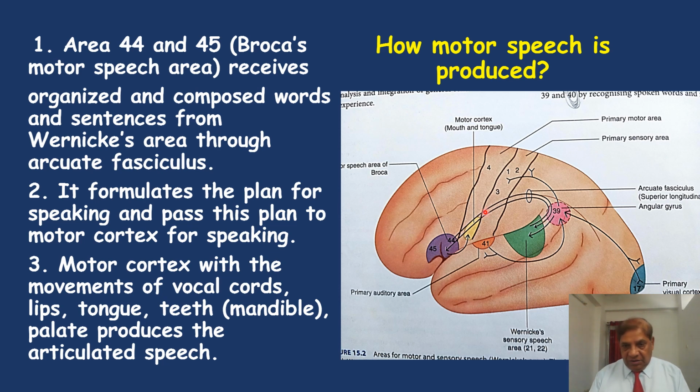or superior longitudinal fasciculus, which has the afferent and efferent fibers here. And this Wernicke area will first organize and compose the words which are to be spoken, and form the meaningful sentence. Okay, and these sentences and meaningful words which have been processed in the Wernicke area will now go through the arcuate fasciculus to the Broca's area, area 44 and 45.